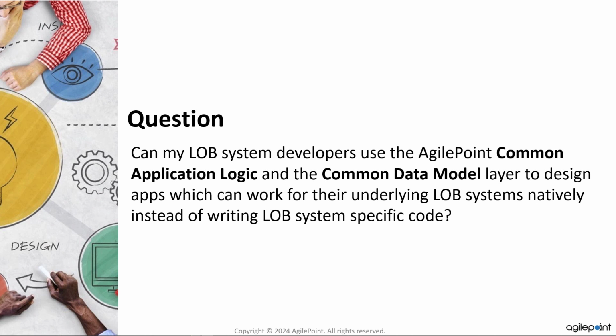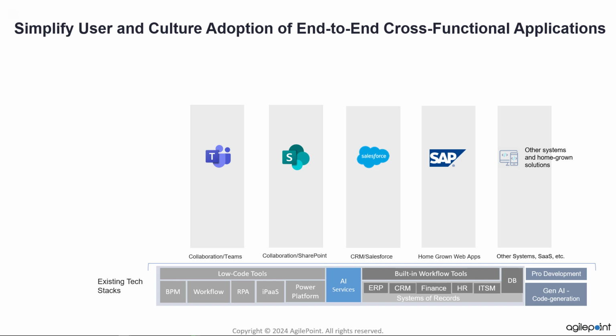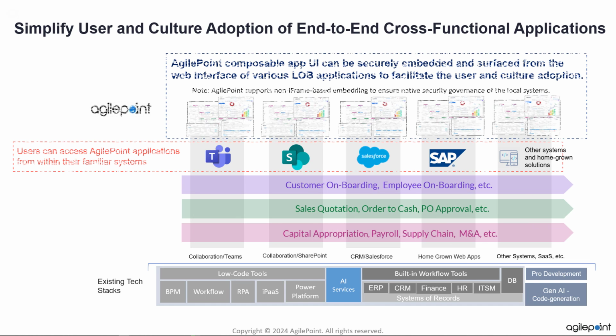In this segment, we're going to examine whether line of business system developers can leverage AgilePoint's common application logic and common data model layer to design apps which work natively with their underlying systems rather than writing line of business system specific code. The ability for AgilePoint applications to be accessed through familiar systems is one of the biggest advantages of AgilePoint's common application logic and data models.